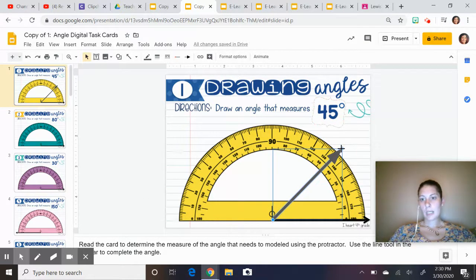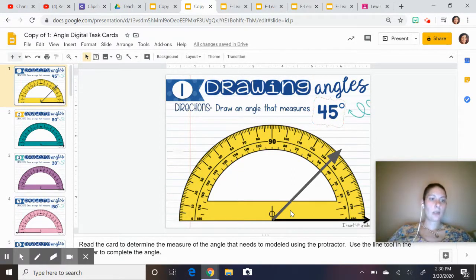So our line has stretched all the way through the 45-degree mark, okay? And you don't have to make yours thicker. I just did that so you could clearly see where I had put our top ray, okay? All right, so let's go to the next one.